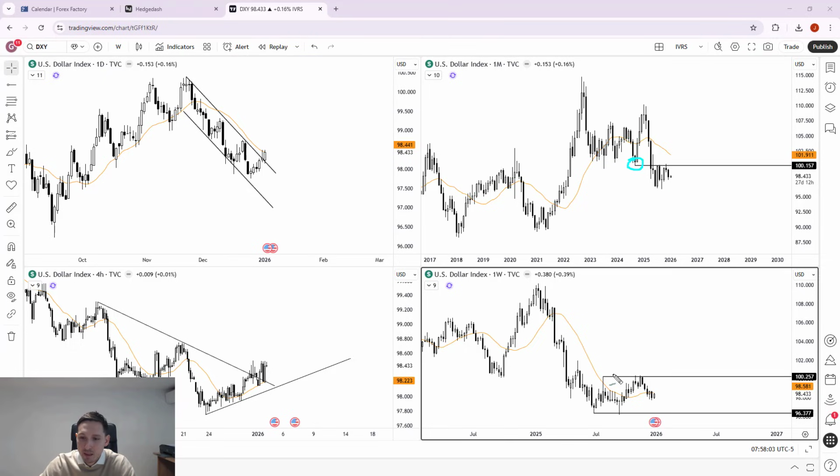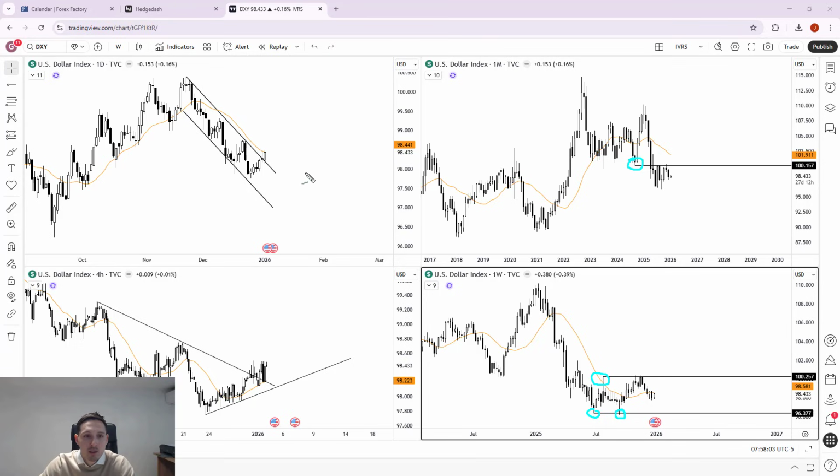And this is clear in the weekly time horizon. We're actually stuck in this range. We failed at the top and we failed at the bottom. So now we have a well-defined range in the weekly time horizon. So we are categorically bearish in the dollar overall, but we're currently consolidating.